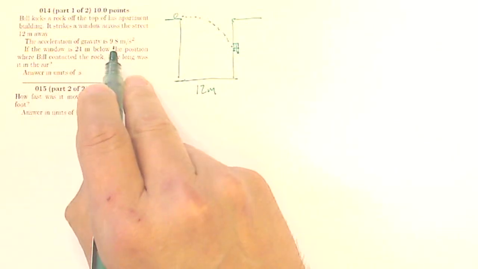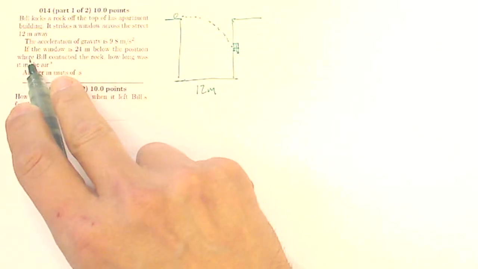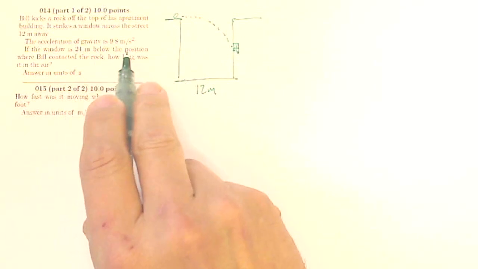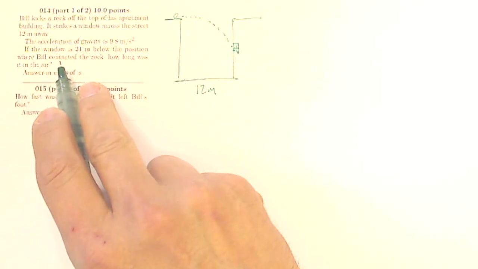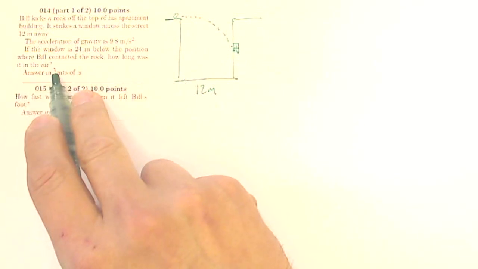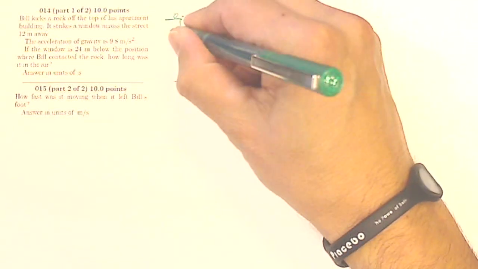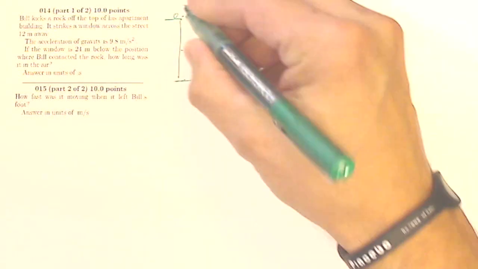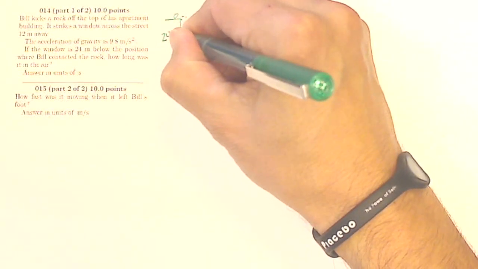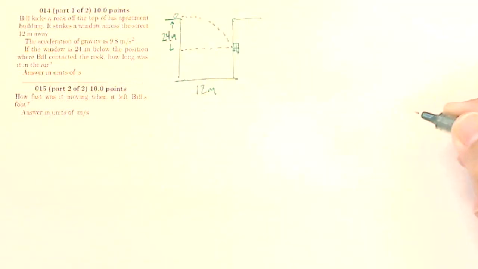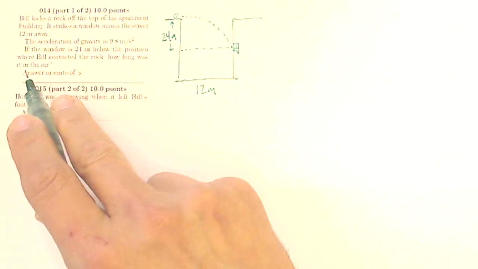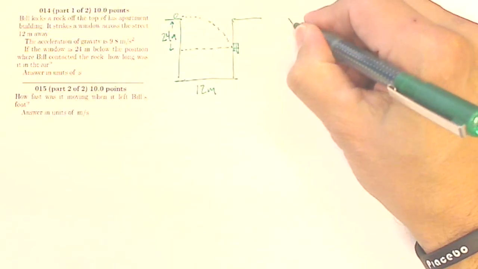The acceleration of gravity is 9.8 meters per second squared. If the window is 24 meters below the position where Bill contacted the rock, how long was it in the air? So I know that it falls down 24 meters. So I know this is 24 meters. Obviously not to scale. So I want to know how long was it in the air. Well, let's see what I know.